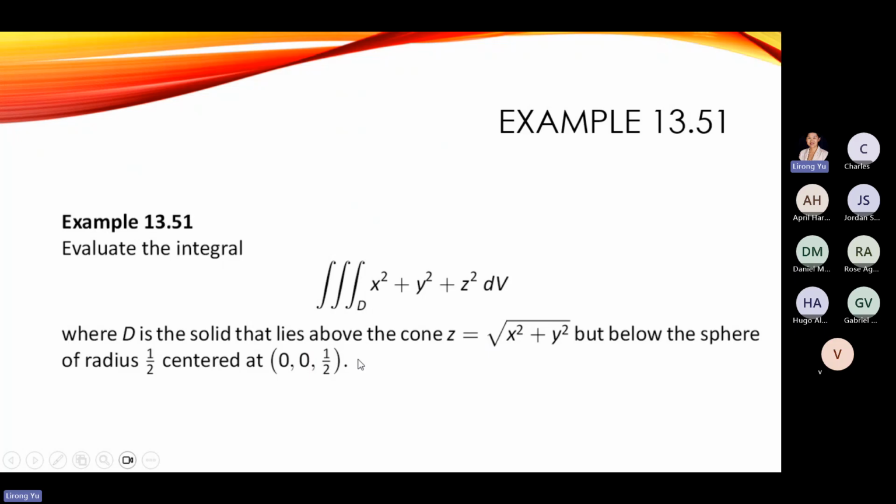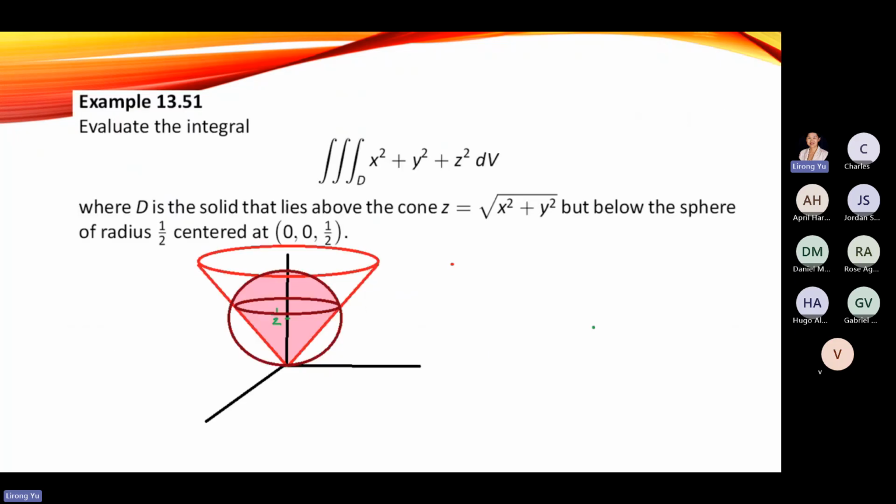So if we want to set up the proper integration calculation for it, and you see the formula, it's very clear which function we're integrating, but it's not so clear about the integration region. The best way is to try to visualize the integration region. The cone is z equal to root of x squared plus y squared, and this is the cone that we're drawing. The sphere is a ball, centered at 0, 0, 1/2.